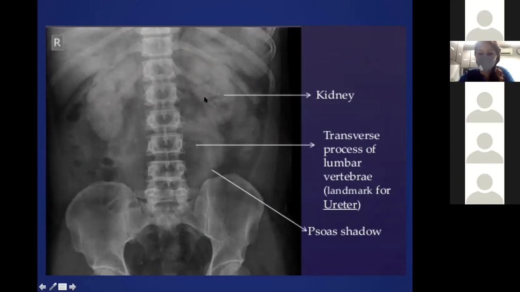We can also appreciate it very well on the KUB scan. These are the transverse processes of the vertebral bodies, and this is where the ureter is crossing. So we can have a rough idea if we find any calcific density in this line. We can suspect that it might be a renal calculus, sorry, a ureteric calculus. This is a soft tissue shadow.